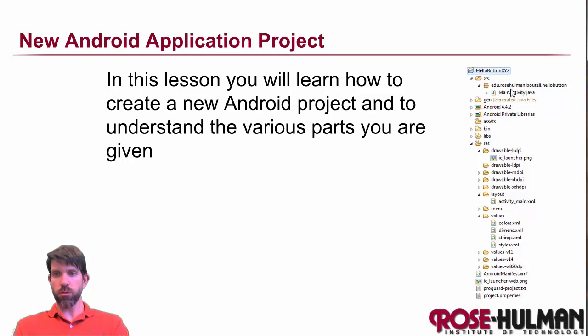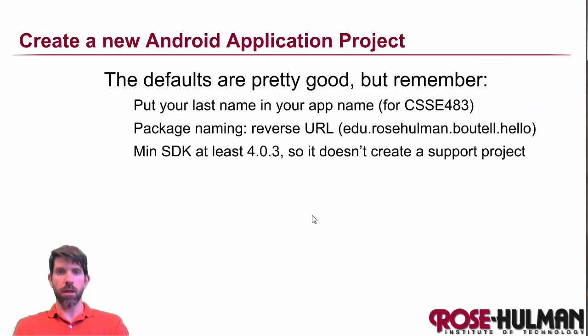All right, so we've gone through basically what we get from our starting code, and we've stripped out the extra stuff and got it running. Really, the takeaway message from this is that the defaults really are pretty decent. I just ask that you put your last name or your initials in your app name if you're taking this for credit. And then for package naming, as we said, we're going to use reverse URL, so something like this here. And then if you want to avoid creating the support project, you go ahead and use a min SDK of at least 4.03.